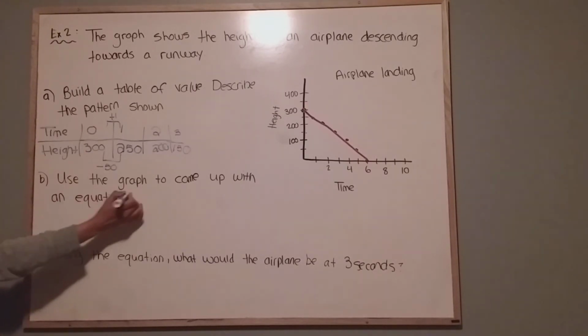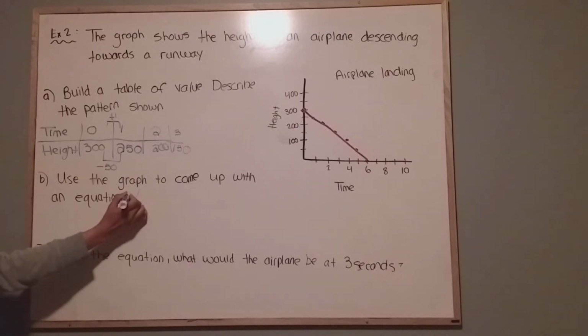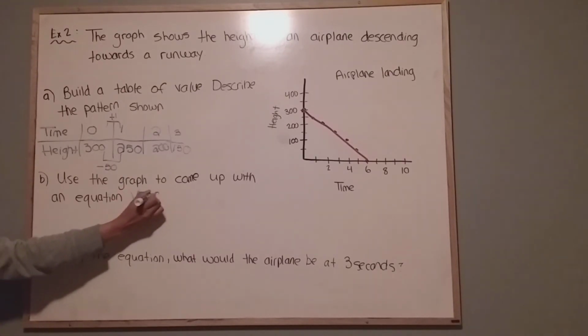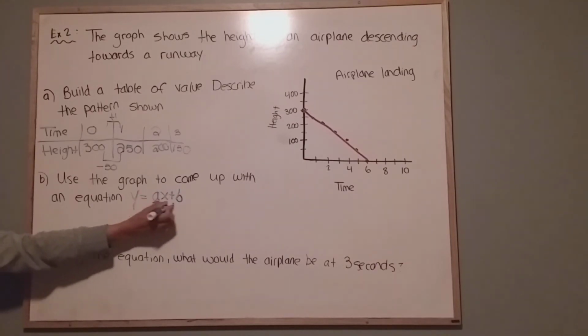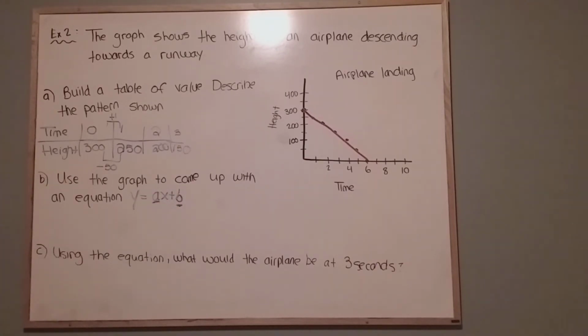B says use the graph to come up with an equation. Remember, when I want to come up with an equation, I need y is equal to ax plus b. So I need to figure out my a and I need to figure out my b. b is simple. b is when x is equal to 0. So this is b. To find my a, in this case, I have to do my change. Remember, to find a is always your change in y over your change in x.